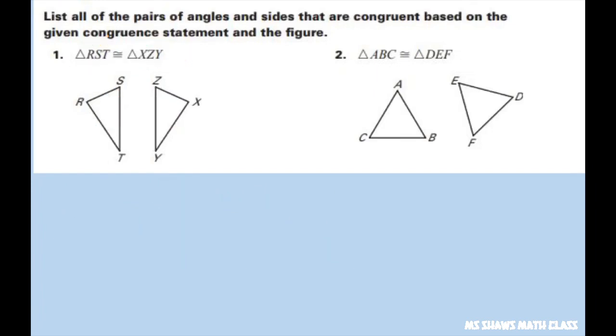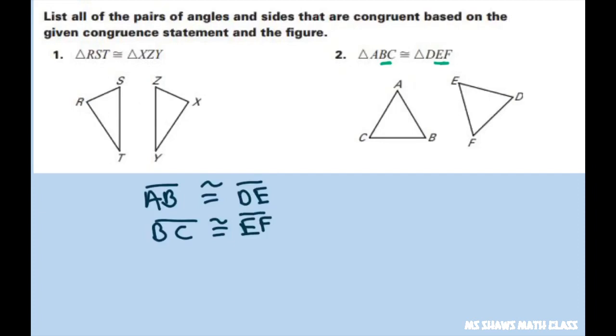So let's try number 2. So number 2, what we can say without even looking at the triangle, we can say that AB is congruent to line DE. All right, and then we can say that BC is congruent to EF. And then we can say that AC is congruent to DF. And I didn't even look at the figure.